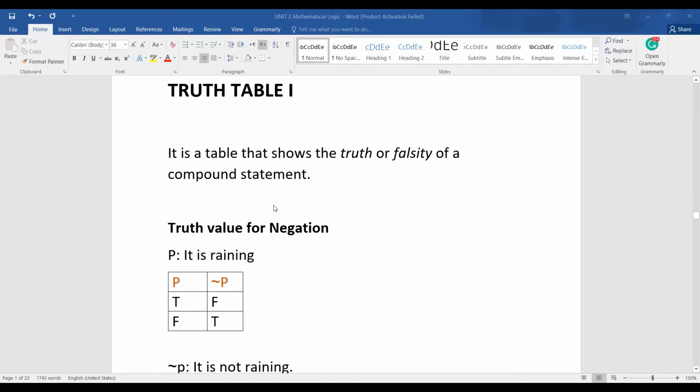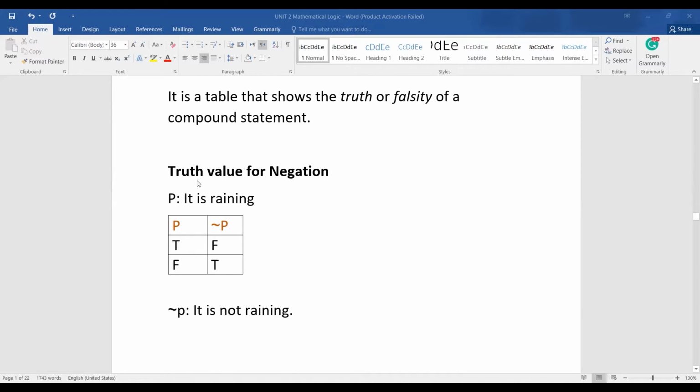We know what a compound statement is: a statement that is made up of two or more simple statements. And we know that the truth value of a statement could be either true or false. The truth table will show us whether the statement is true or false. First, we'll start with the truth value for negation.